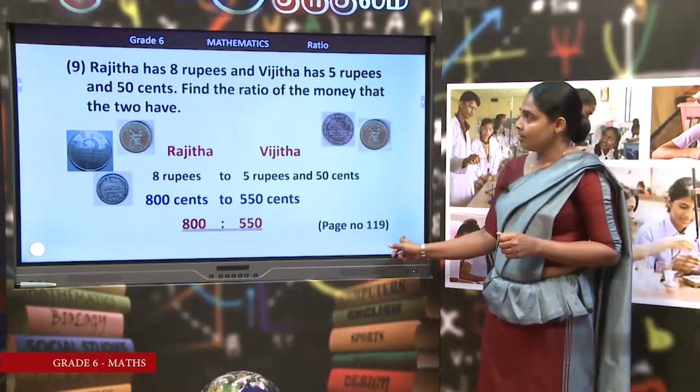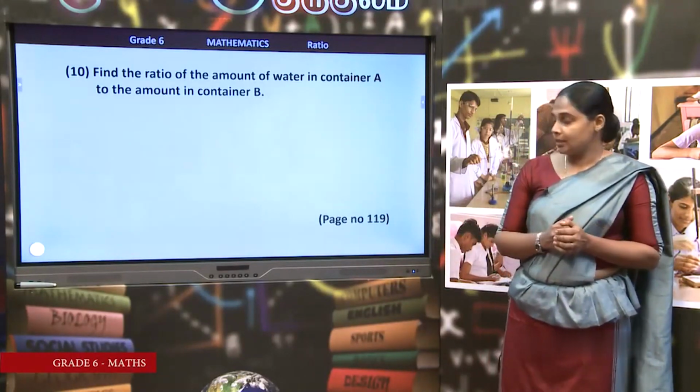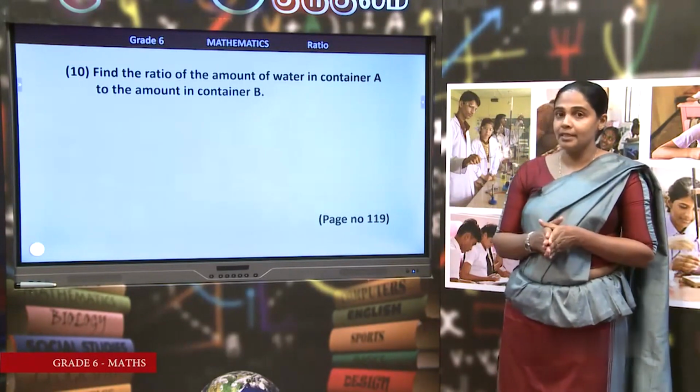Then I am giving another question. It is also in your textbook. Page number 119. Question number 10.